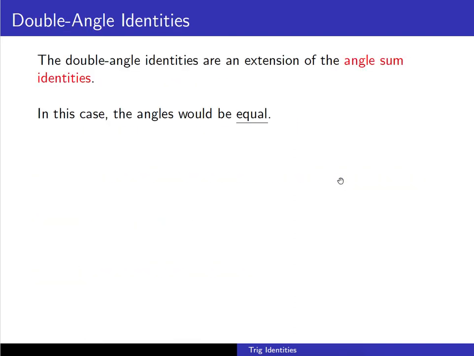Our double angle identities are nothing more than our angle sum identities in which the two angles, A and B, are the same. They're equal. So for instance, the sine of 2a is the sine of a plus a, because when we add something to itself, we double it. Well, according to our sine angle sum, it's the sine of the first times the cosine of the second, plus the sine of the second times the cosine of the first. Just so happens to be the same angle measure.